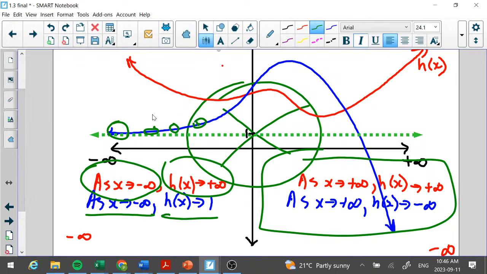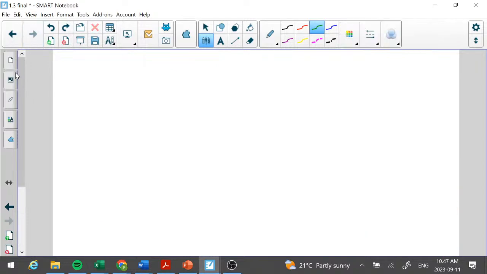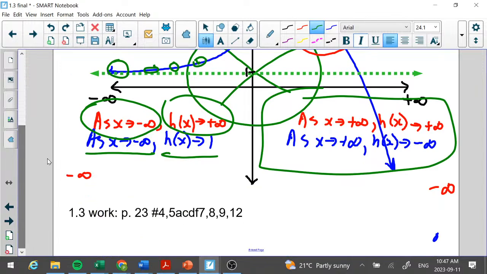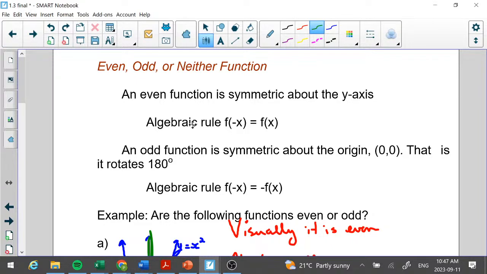You don't care about the in-betweens. End behavior only cares about the ends. Correct? When you have a horizontal asymptote, you'll approach a number instead of infinity or negative infinity or positive infinity. Okay, so the only other thing that I was going to show you was the algebra part, but I don't think we'll have time, so we'll just skip that till tomorrow.